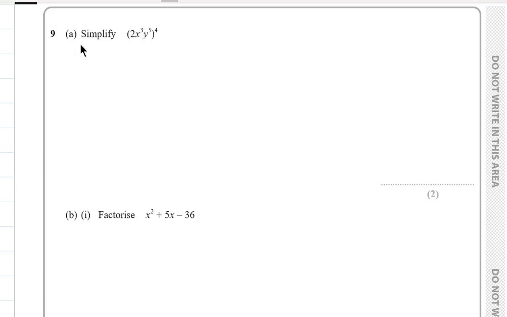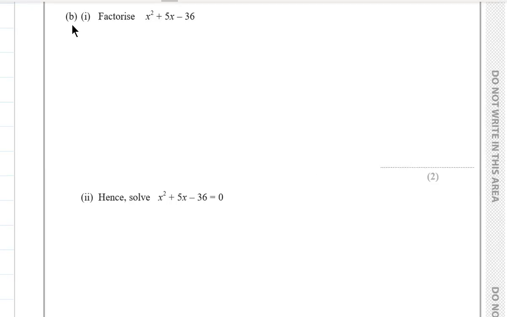Okay. Question 9a. Simplify 2 x power 3, y power 5, all to the power of 4. Of course, we will expand this power to all these quantities. So we should write 2 power 4 multiplied by x to the power of 3 times 4, and then y to the power of 5 times 4, right? So the answer should be what? Should be 2 power 4 is 16, and then x to the power of 12, and then y to the power of 20, right? It's very easy.